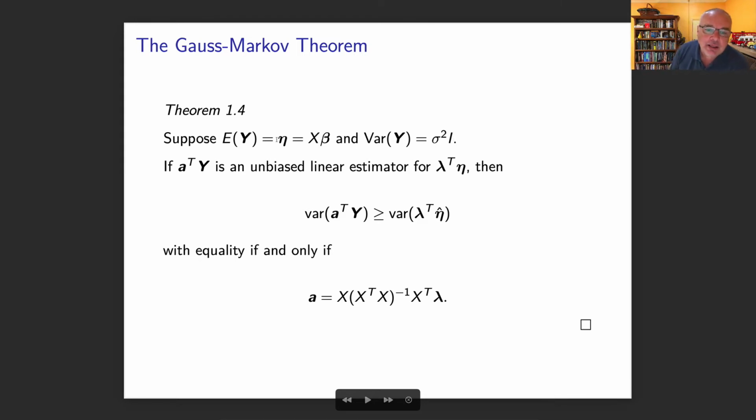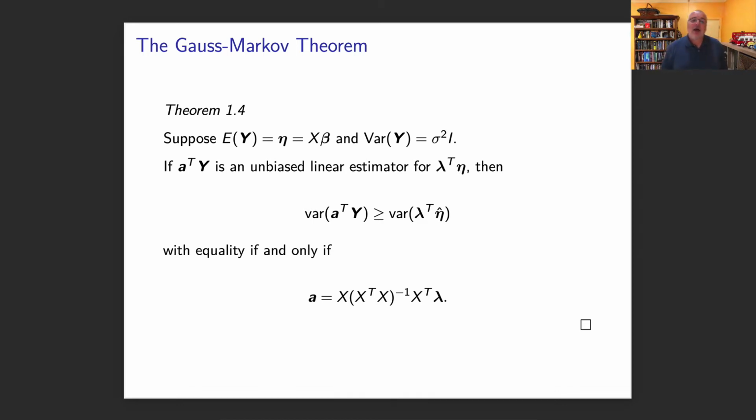And let's say I come along and I am going to estimate this estimable function. So I want to estimate lambda transpose eta. And I have some sort of linear combination of the random variables, a transpose y, such that a transpose y is chosen such that it's unbiased and linear. Well, the linear comes from the fact that it's a transpose y. Unbiased means the expected value of this is going to be lambda transpose eta.